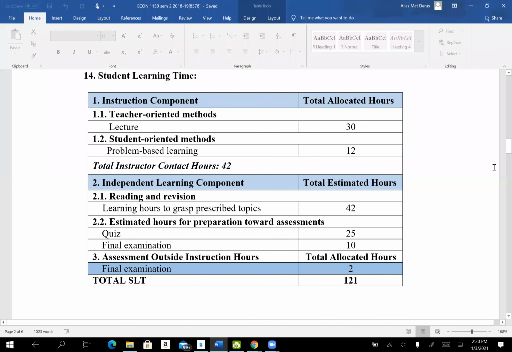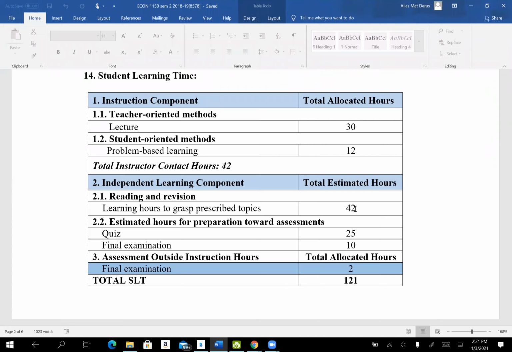This one not important. Okay, student learning time. To me, it doesn't matter how long you study. We cannot just say 42 hours to study and doing the reading revision. Don't calculate the hours. You are wasting your time. Just study. Some people may need longer hours, some people need shorter hours. So just focus on yourself.